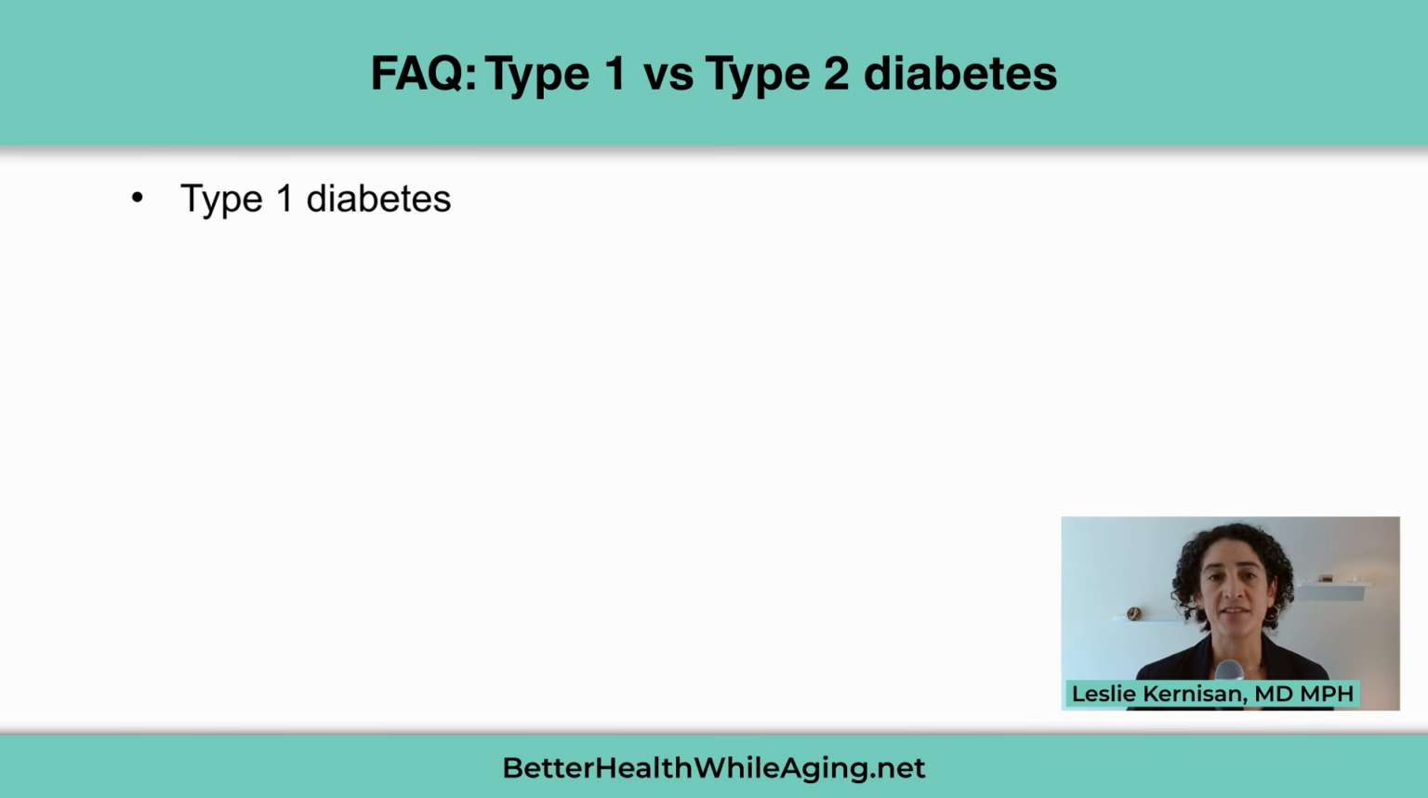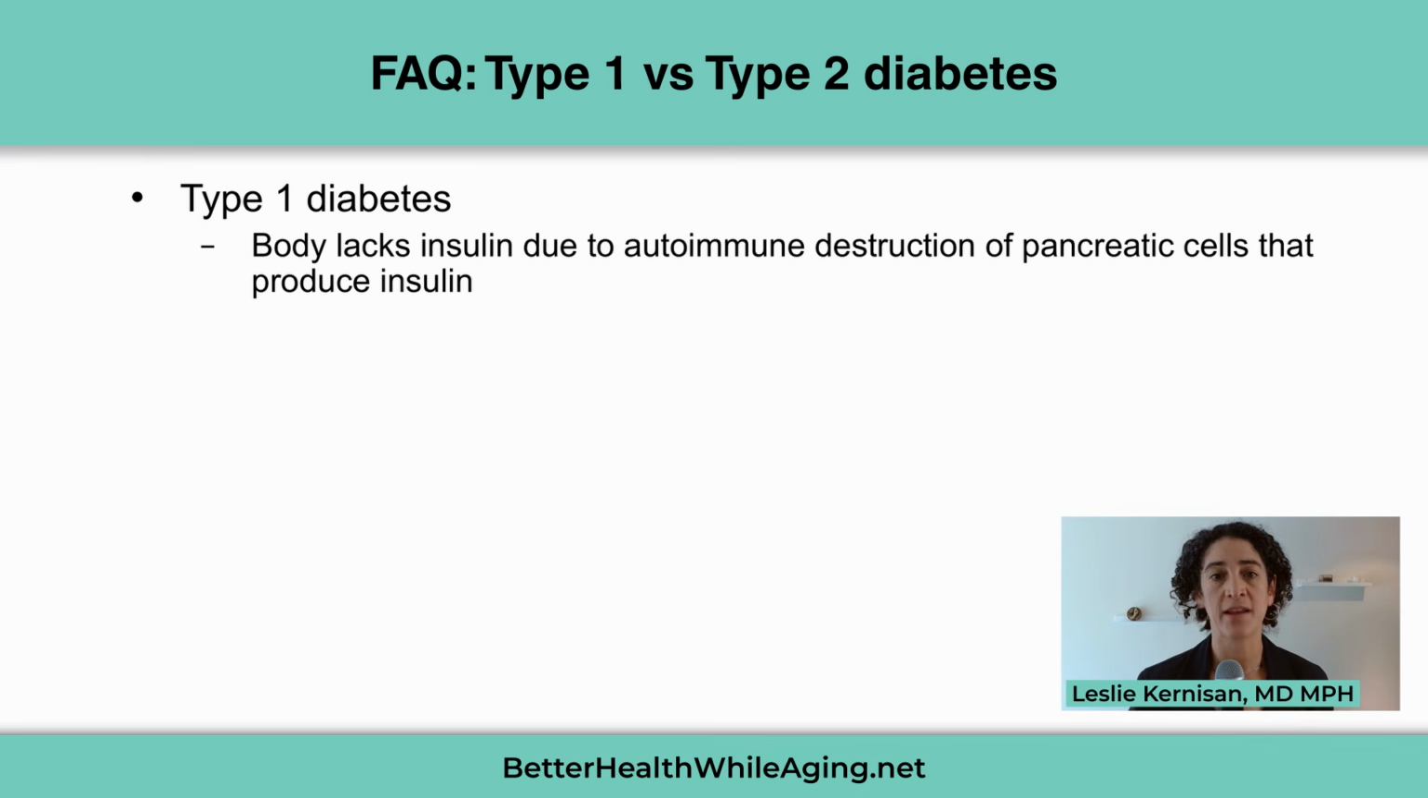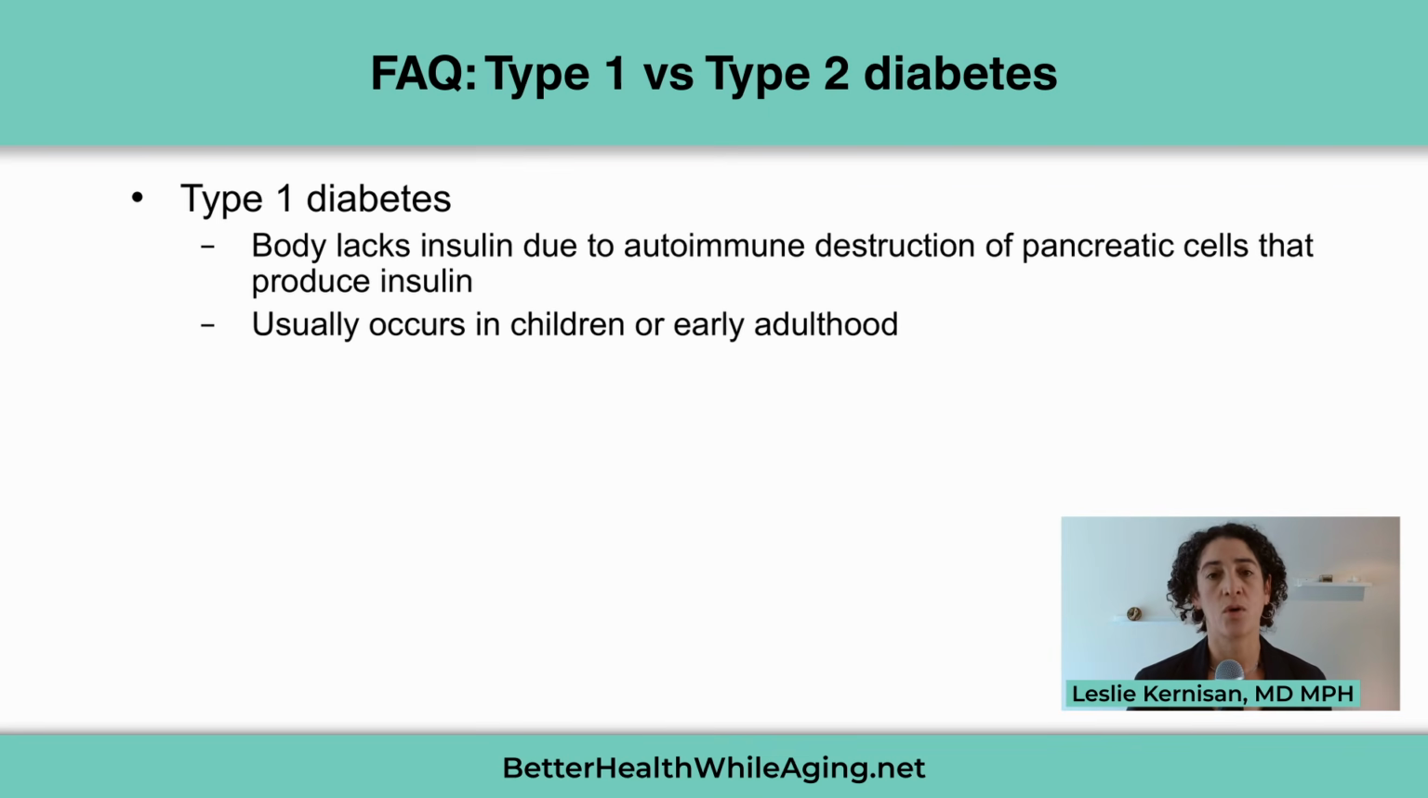So let me start with type 1 diabetes. In type 1 diabetes, the body lacks enough insulin because the cells in the pancreas that produce insulin end up being damaged by the body's immune system. There's an autoimmune destruction process that happens. If it's going to happen to people, it often happens during childhood or adolescence, sometimes early adulthood, and it could come on quite quickly, and kids can get quite sick when this happens.